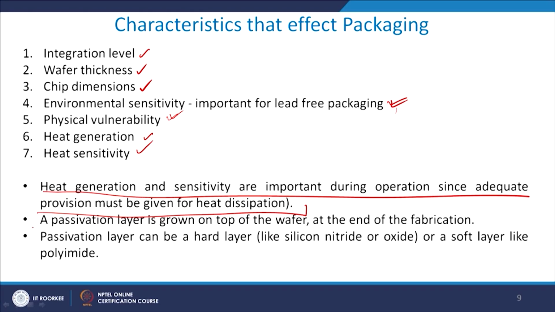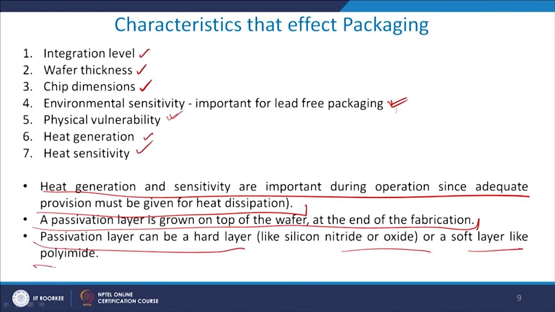A passivation layer is grown on the top of the wafer at the end of the fabrication, and we know the reason why: the passivation layer will help ensure that the lower active devices are not in touch with the environment, and therefore you do not expect them to go bad. The passivation layer can be a hard layer like silicon dioxide or a soft layer like polyimide, and that is quite an interesting one which one needs to look into, that they have a soft layer like polyimide or even a hard layer passivation can be done.